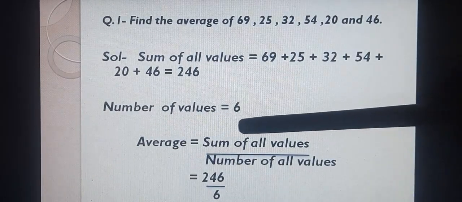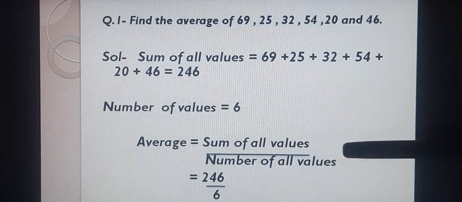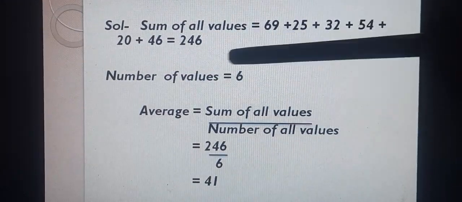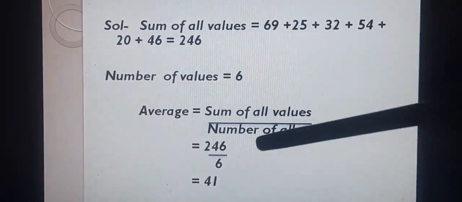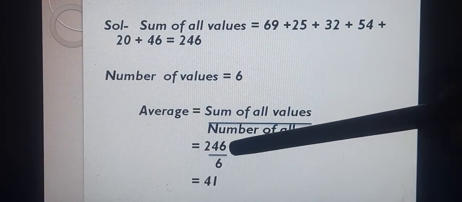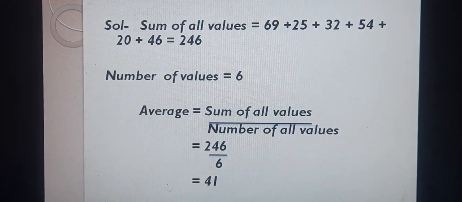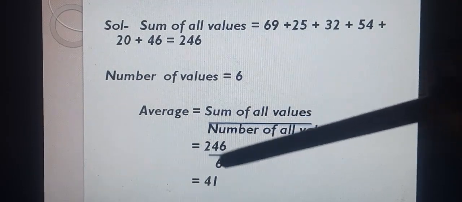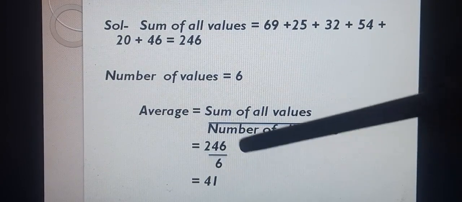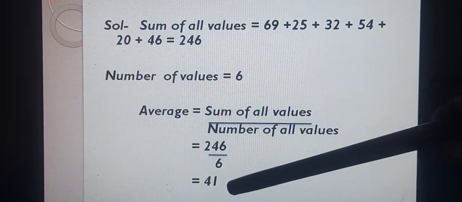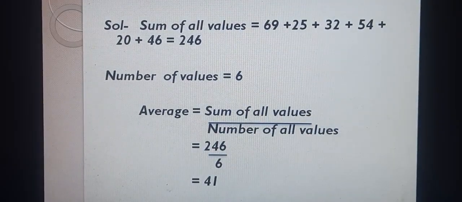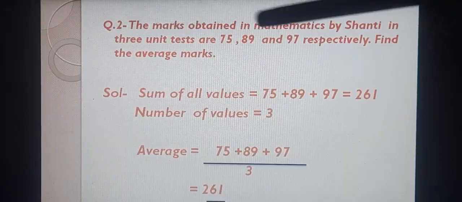Average is equal to sum of all values divided by number of all values. Sum of all values is 246. Number of values 6. 246 divided by 6. When we will divide 246 by 6, we can do cancellation also. 6 4s are 24, 6 1s are 6. So after dividing or after cancellation, we will get our answer 41. So average of these values is equal to 41. Clear?